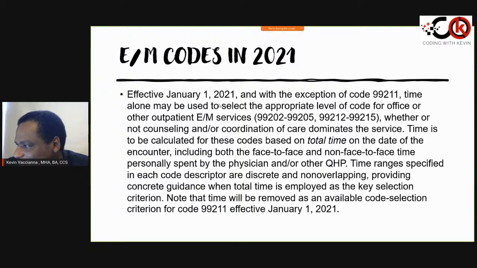Okay, hearing none. All right, so time is to be calculated for these codes based on the total time on the date of the encounter, including both the face-to-face and non-face-to-face time personally spent by the physician or other quality healthcare provider. Time ranges specified in each code descriptor are discrete and non-overlapping, providing concrete guidance when total time is employed as a key selection criterion. Note that time will be removed as an available code selection criterion for code 99211 effective January 1st, 2021.